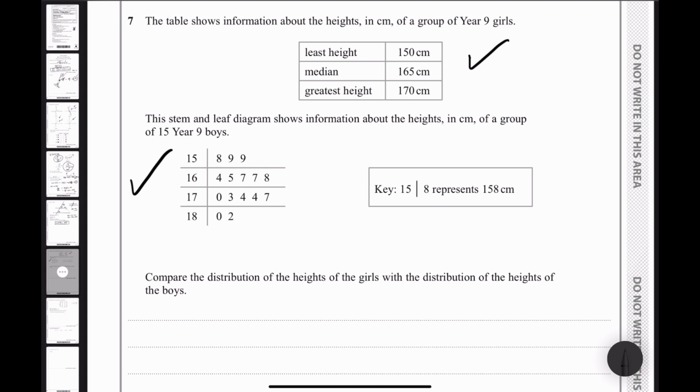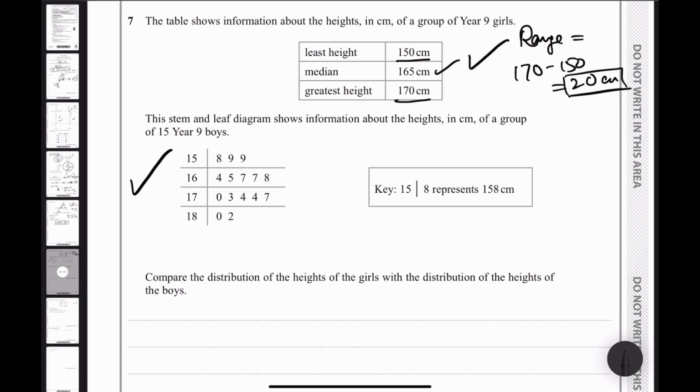First of all, let's compare the range for the girls. The range for the girls will be equal to the maximum value minus the minimum value. So the maximum value is 170 centimeters and the minimum is 150. So our range will become 170 minus 150. That will be equal to 20 centimeters. And the median is already given. It's 165 centimeters. So we have the range and the median to compare with.